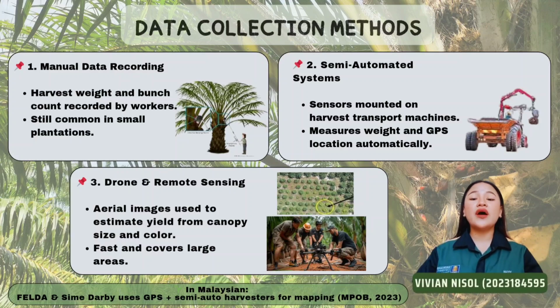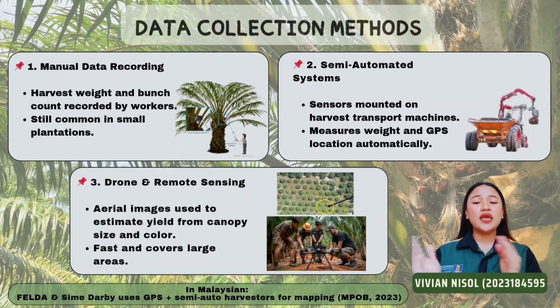Second, more advanced estates use semi-automated system. For example, sensors are mounted on harvest collection machines. These sensors can automatically measure the weight of branches and record the GPS location. It helps to reduce human error and save time during data collection.